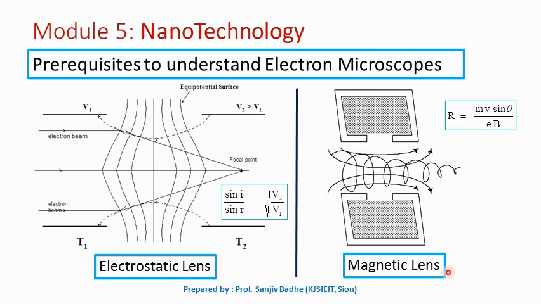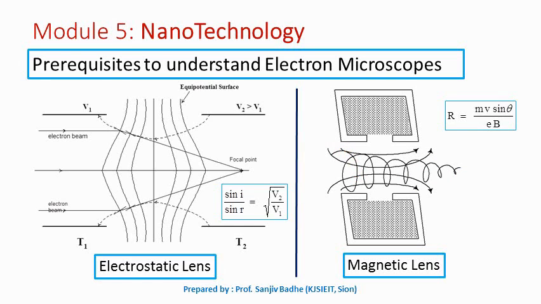Another type of lens used in electron microscopes is the magnetic lens. These magnetic lenses use the principle of magnetostatic focusing. In magnetostatic focusing, we use a magnetic field to focus the electrons into a small region. When the electrons enter a magnetic field, they travel in a helical path. A helical path is a combination of circular motion and linear motion.